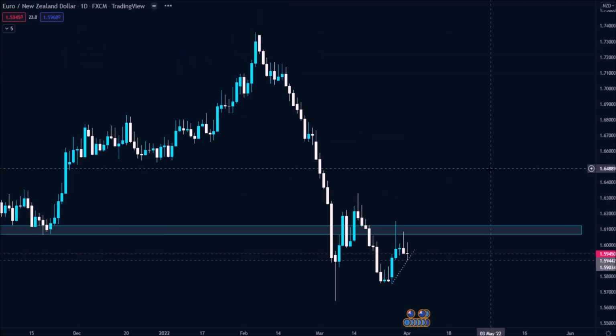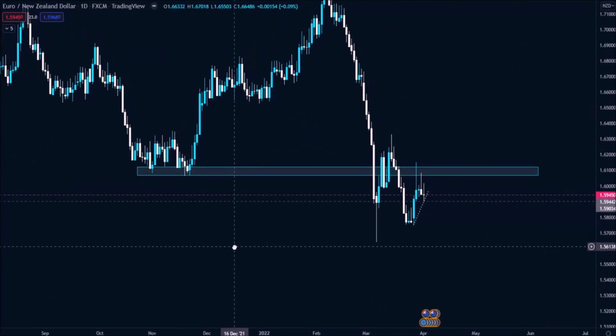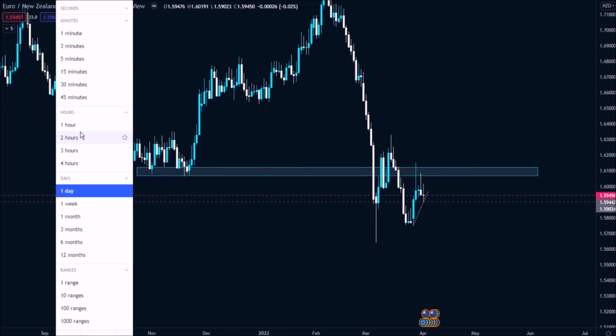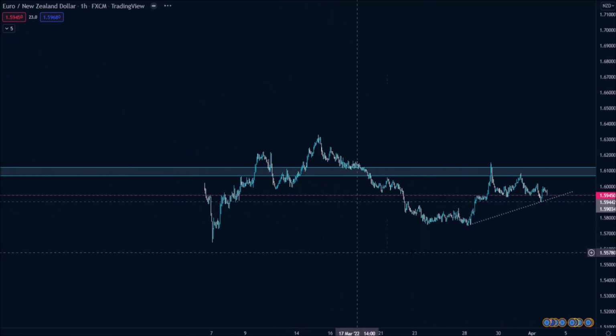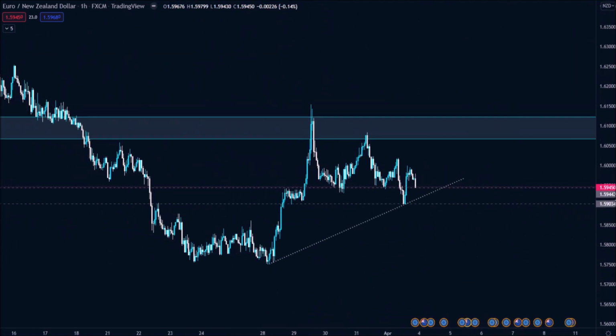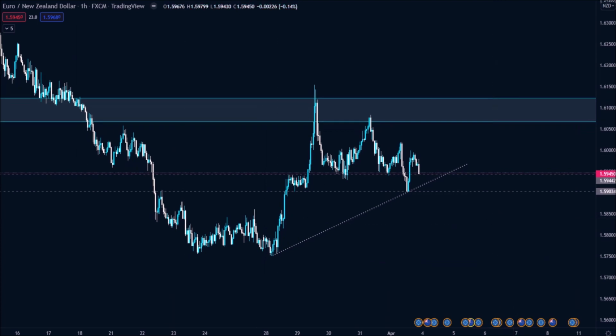Euro New Zealand, something I'm very interested in. You can see the daily chart, support over here, bit of a deviation back below, retested it as resistance, and now looking for some selling opportunities in Euro New Zealand. Let's go down into the hourly chart, have a look at structure. So I'm just looking at general support and resistance. What's holding up the market?